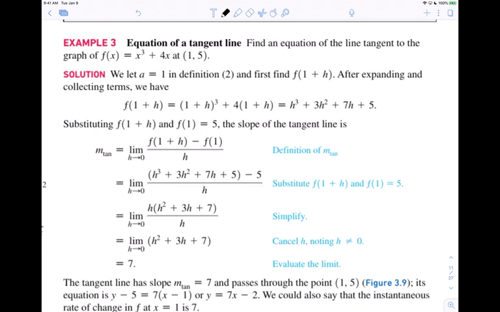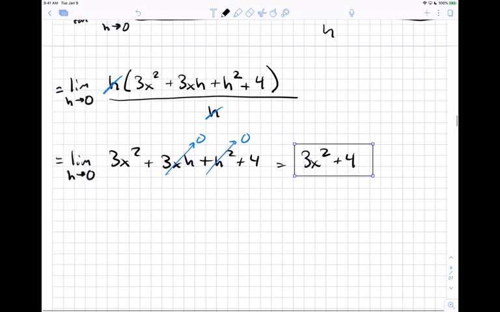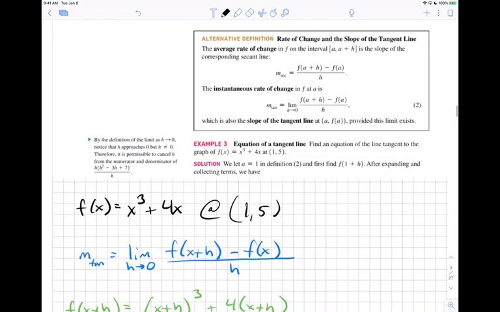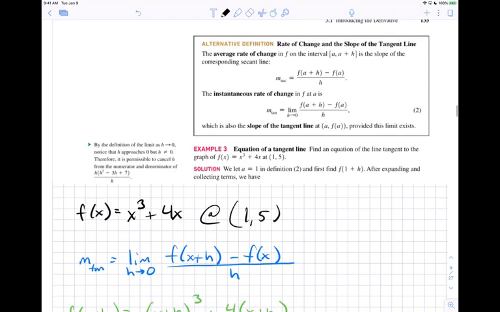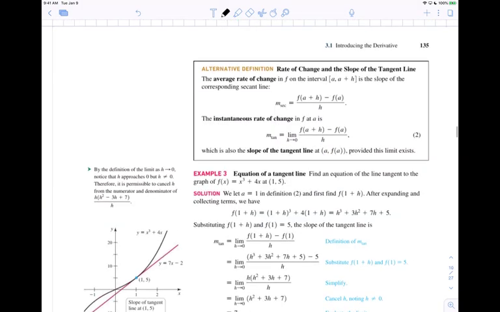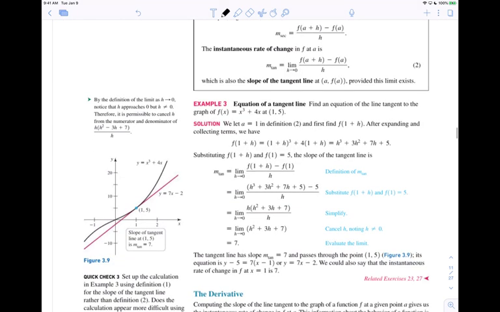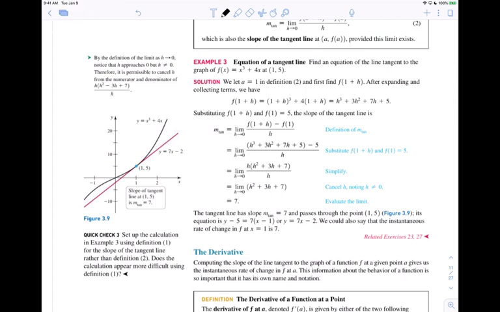Oh, so that was just a slope. I guess I skipped ahead. The tangent line has a slope of 7 and passes through the point. Its equation is this. Maybe I'm wrong. Let me look at what the question asked. Find an equation of a line. Am I looking at the right thing? Okay, that's fine. So they found the slope first. If the tangent line has a slope of 7, I found the derivative. Okay, so what I found was the derivative.